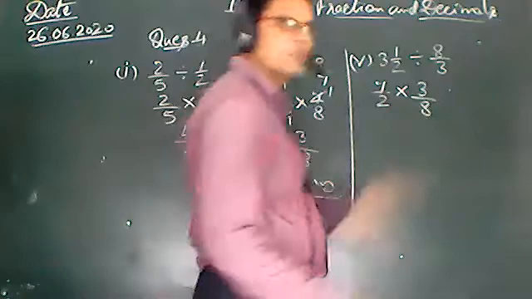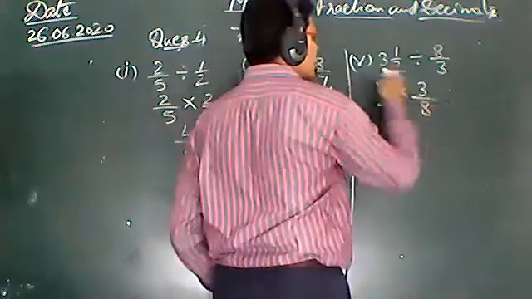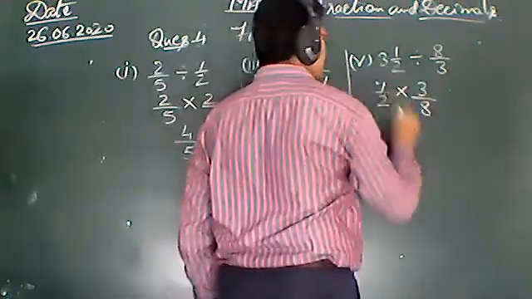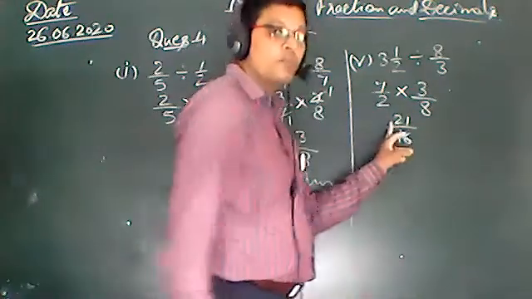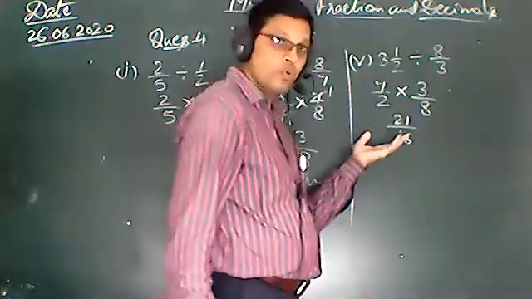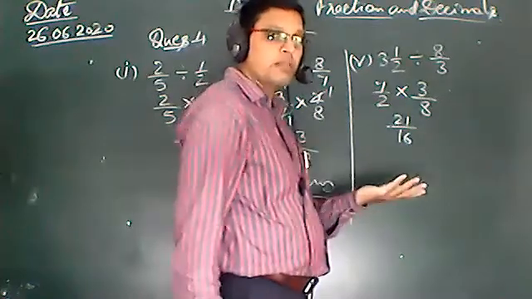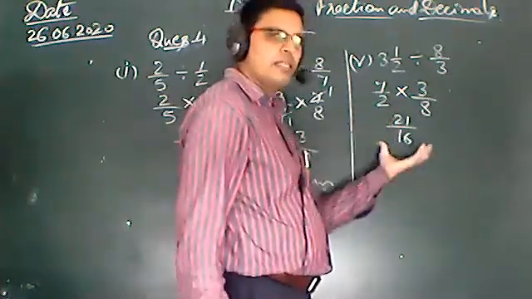Otherwise, you multiply the numbers. It cannot be simplified. So 7 3s are 21 and 8 2s are 16. It is the improper form. If you want to show it as a mixed fraction, then you divide. Otherwise, it is the answer.